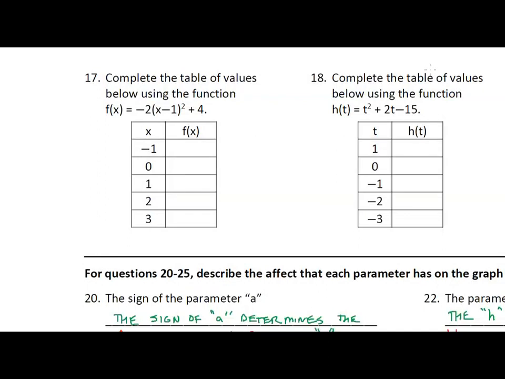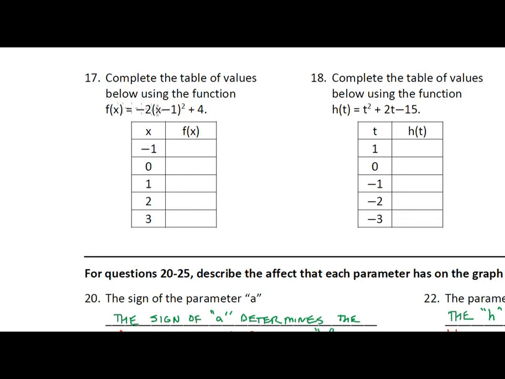Question number 17 of the quadratic functions test review worksheet. Number 17 says complete the table of values below using this function. When we're completing a table of values, we're just evaluating this function at these different x values. Let me show you an example to remind you.